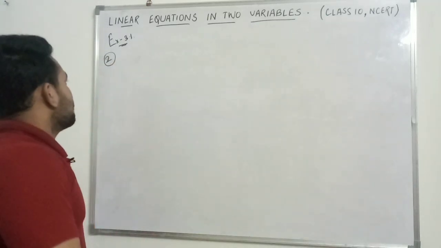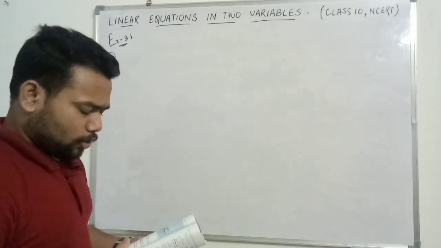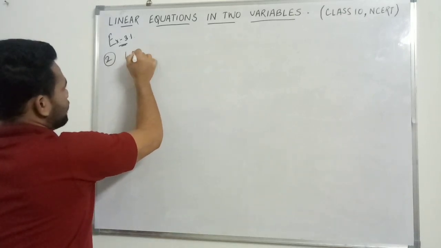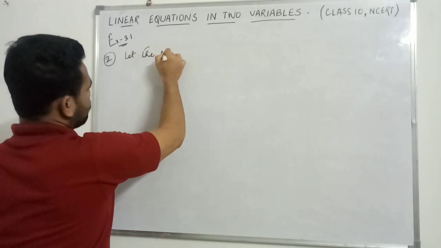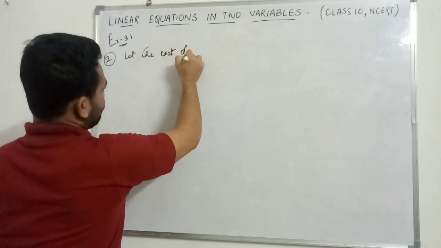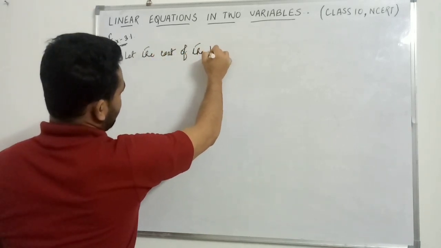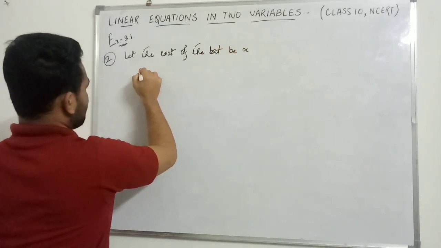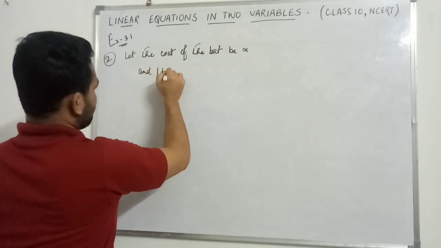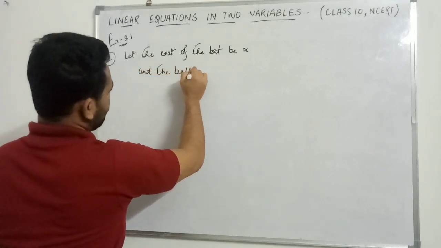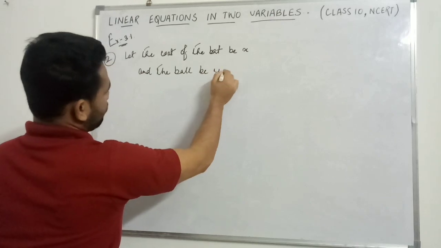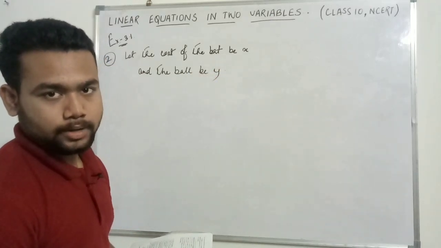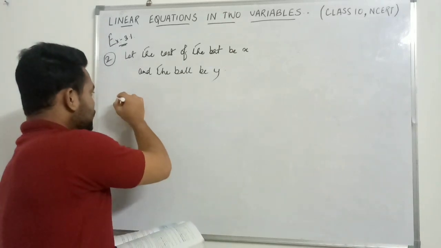So let us consider their particular costs. Let the cost of the bat be x, and the ball be y. So we have considered their particular costs, right? So let's go for the question.